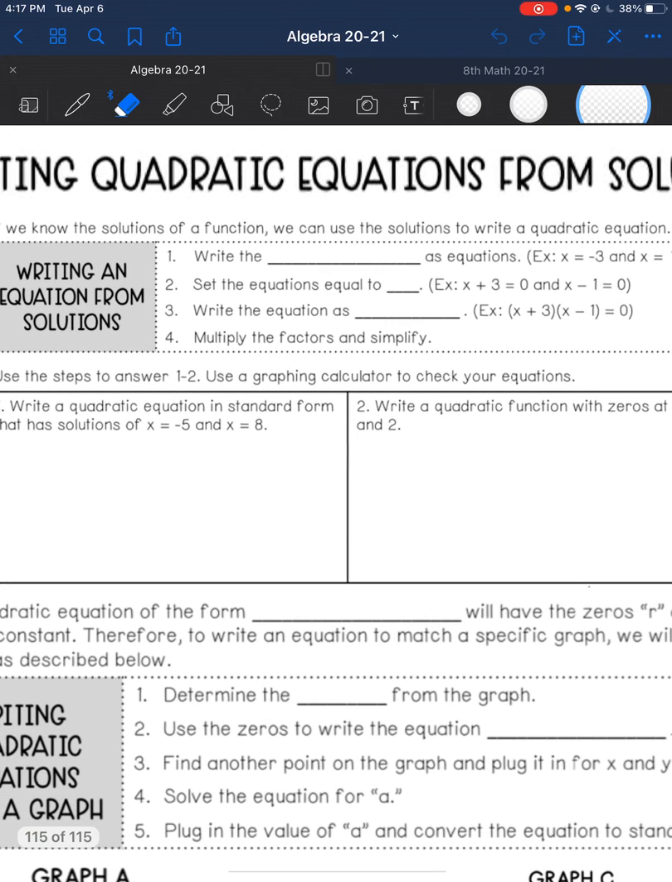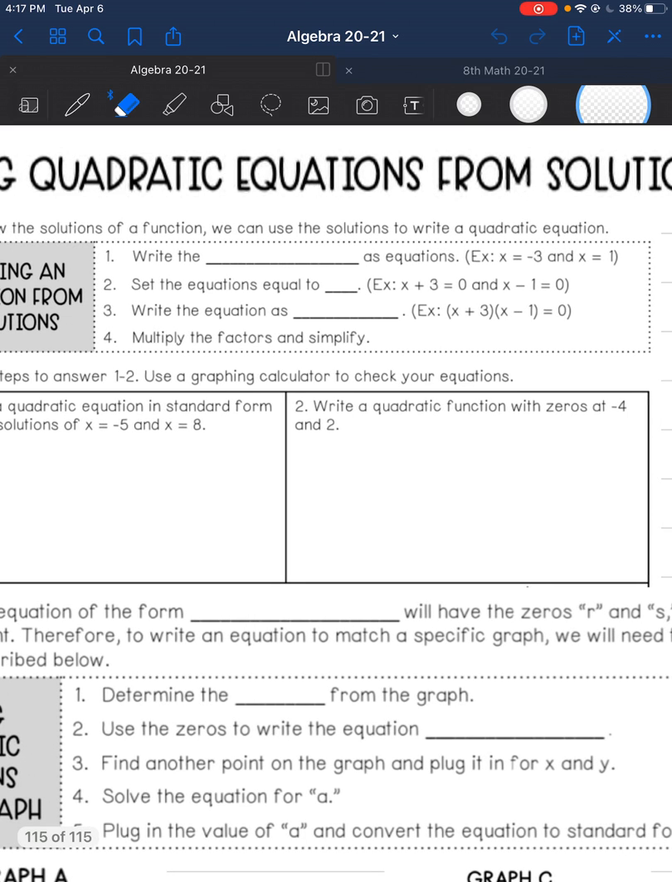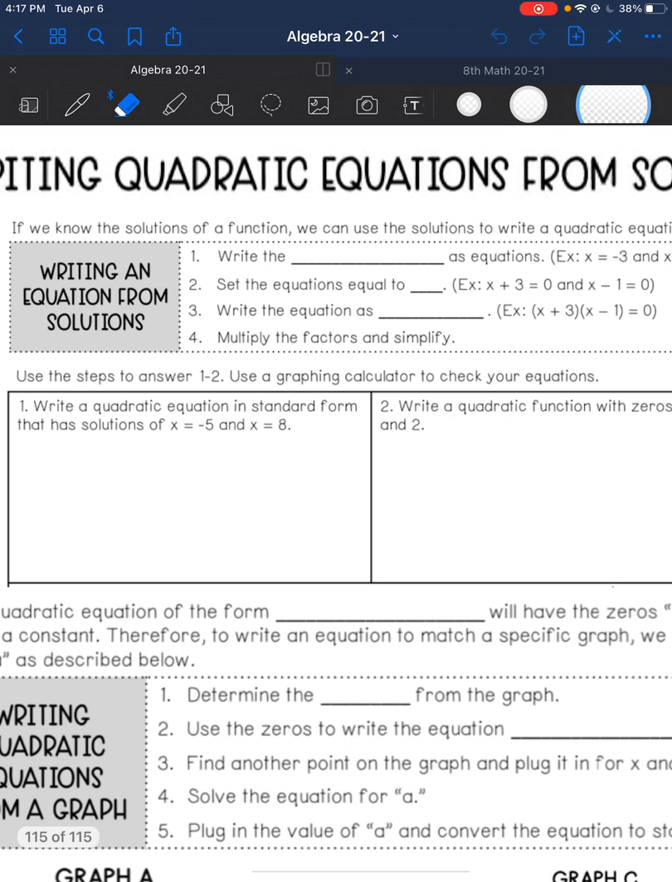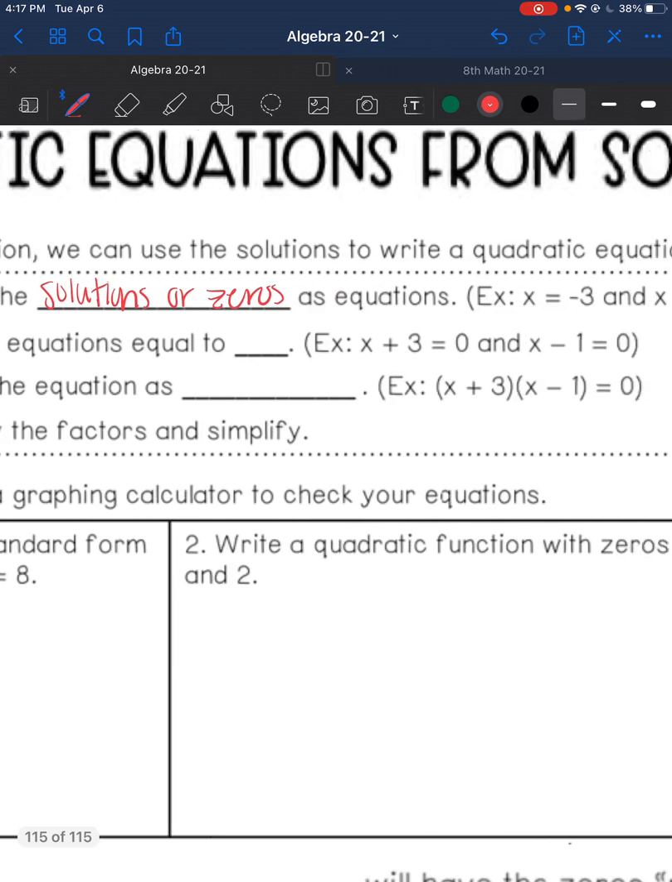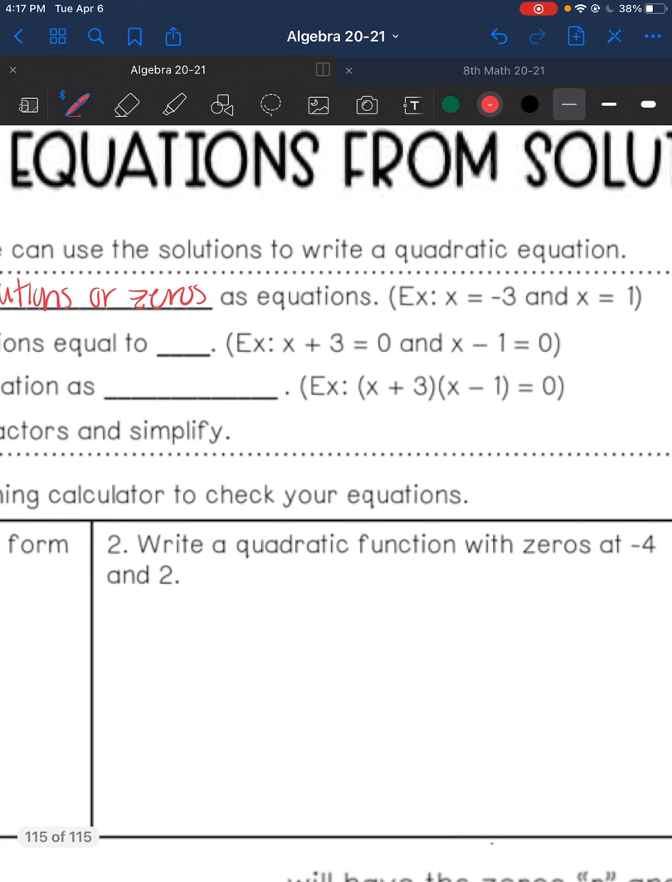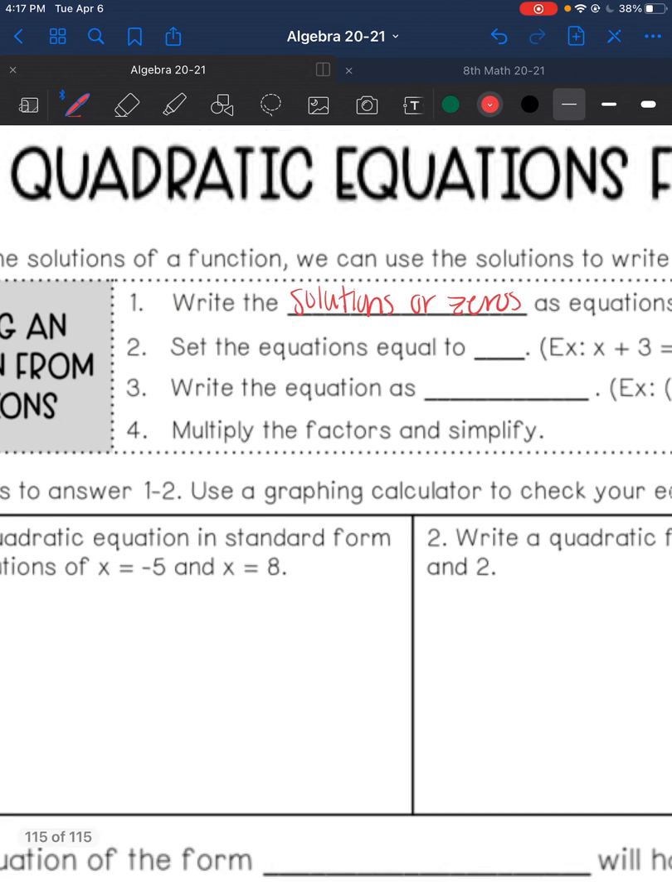If we know the solutions of a function, we can use the solutions to write a quadratic equation. How we do that is by following these steps. First, we write the solutions or zeros as x equals equations. So if x equals -3 and x equals 1, my zeros are -3 and 1, you write those as equations.